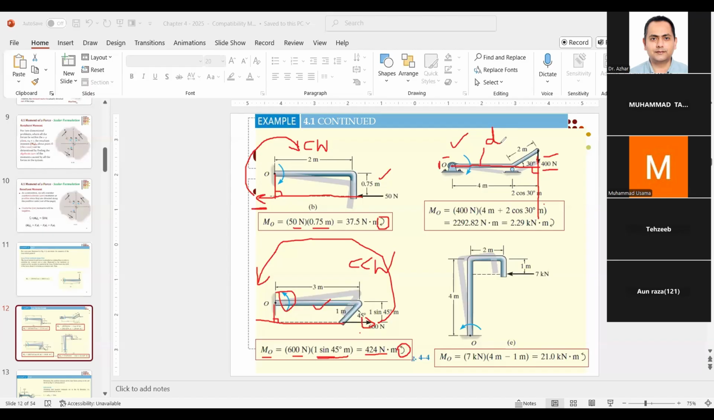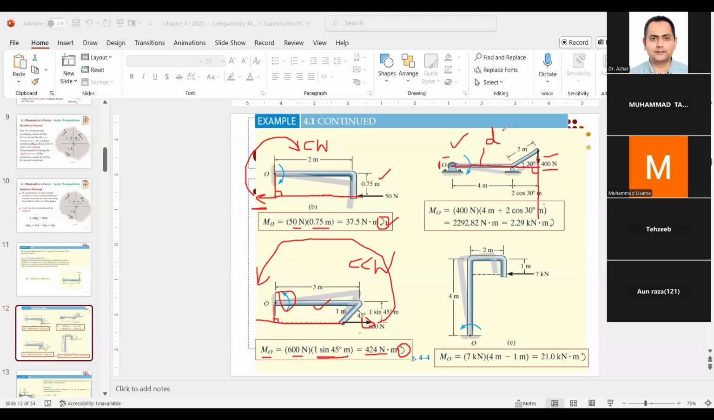I have a question in the chat. If we use the arrow, then we do not use the sign. Yes, if you want to use this arrow, then you don't have to write positive and negative. But you will see that when we do calculations, we will always use the sign. This is because here there is only one force. There is no need of adding moments of different sense, clockwise, counterclockwise, so that's why we can just use the arrow. But you will see mostly we will use the sign.